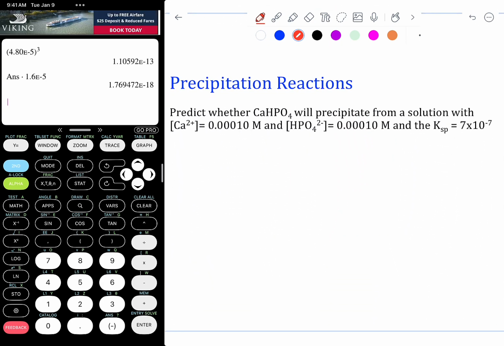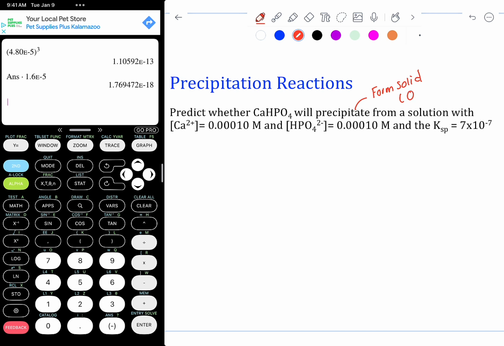We want to predict whether calcium hydrogen phosphate will precipitate from a solution with a calcium ion concentration of 0.001 molar and a hydrogen phosphate concentration of 0.0001 molar, given that the KSP is 7 times 10 to the minus 7. Now we have to remember that this is asking if it will form a precipitate, so if we're going to form solid. So if we're forming solid, we would want to see a Q that is greater than K, because it would be favoring the reactant side, or moving in the reverse direction of our equilibrium.